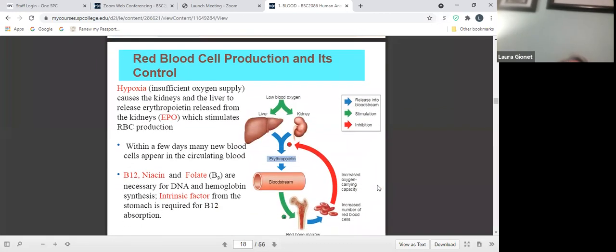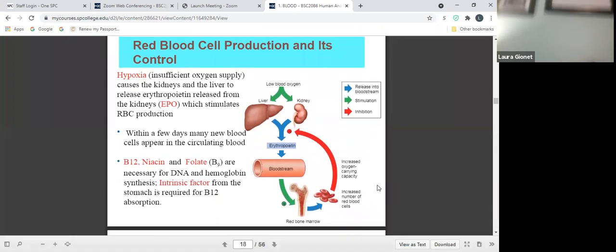Red blood cell production and its control. Well, it's oxygen levels in blood that will stimulate the release of erythropoietin from the kidneys. That targets the red bone marrow and increases red blood cell production, and therefore increases oxygen level capacities.